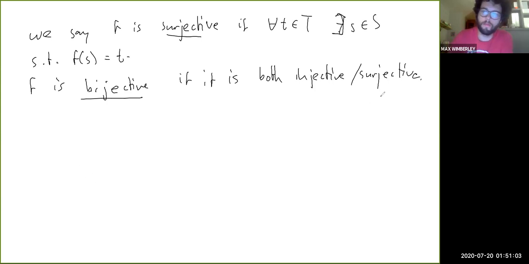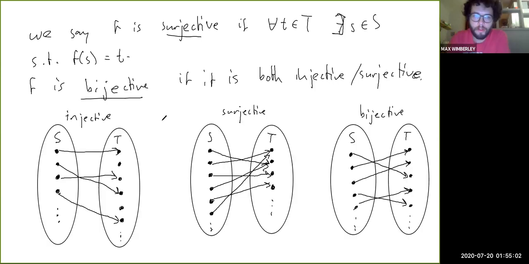There's a pretty common picture I like to draw, so I drew this picture that I think illustrates these ideas nicely. For an injective function, you see that every input gets mapped to some output. Some of the outputs might not ever get hit by an input, but you never have two of these arrows ending up on the same output. So no two different inputs get mapped to the same output. So that's an injective function.